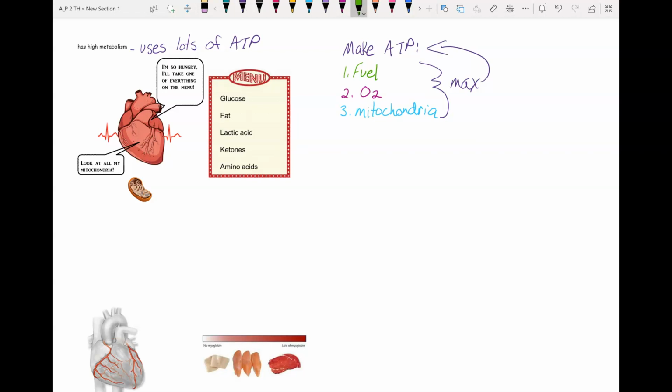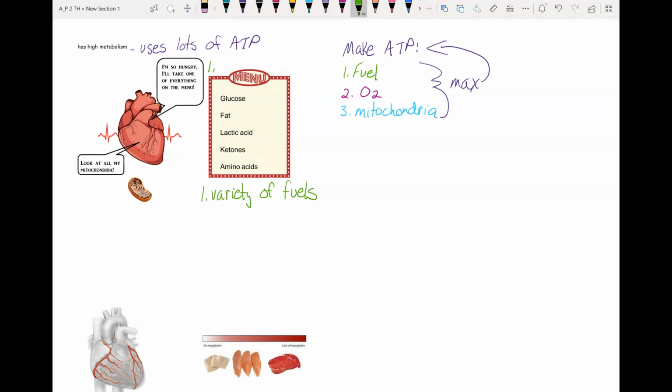The first one here, this menu, says, I'm so hungry I'll take one of everything on the menu. And if you look at the menu for the heart, you have glucose, fat, lactic acid, ketones, amino acids. This goes beyond just the glucose and fat that we learned about in chapter 3. The heart is not picky. It will use a variety of fuel molecules. So number 1 here is variety of fuels.